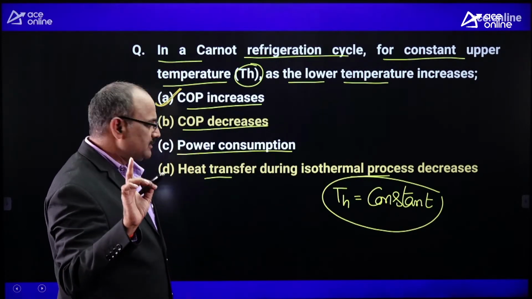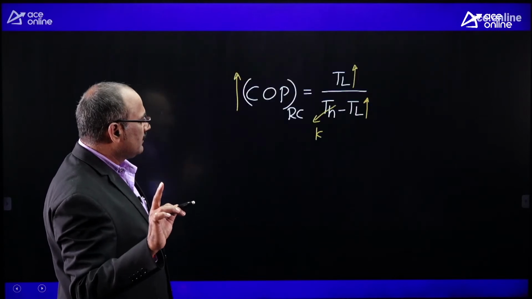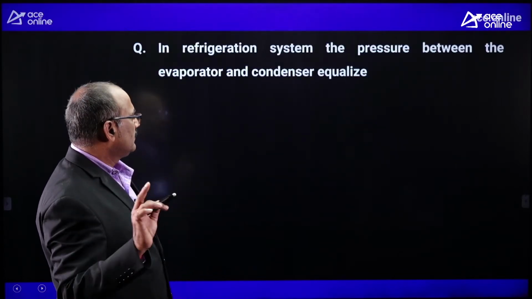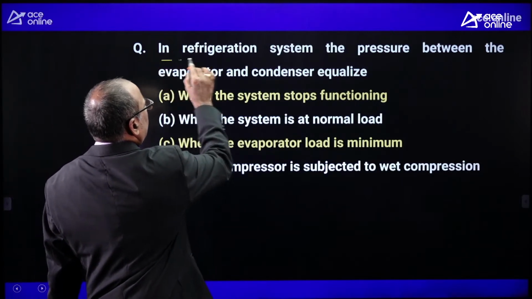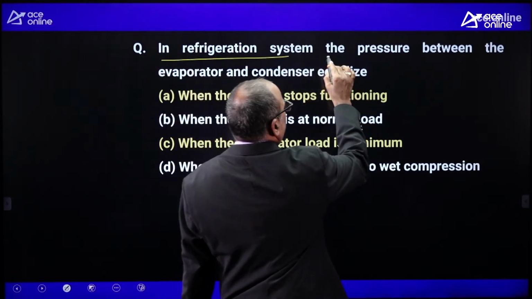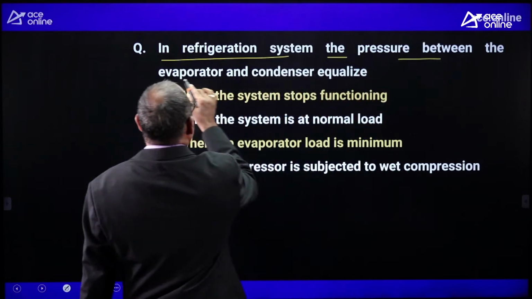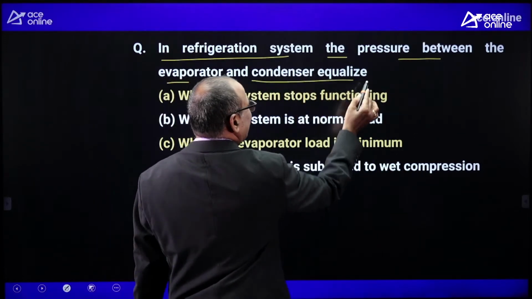Similarly, look at another important question. Try to read it. In a refrigeration system, the pressure between the evaporator and condenser equalize.